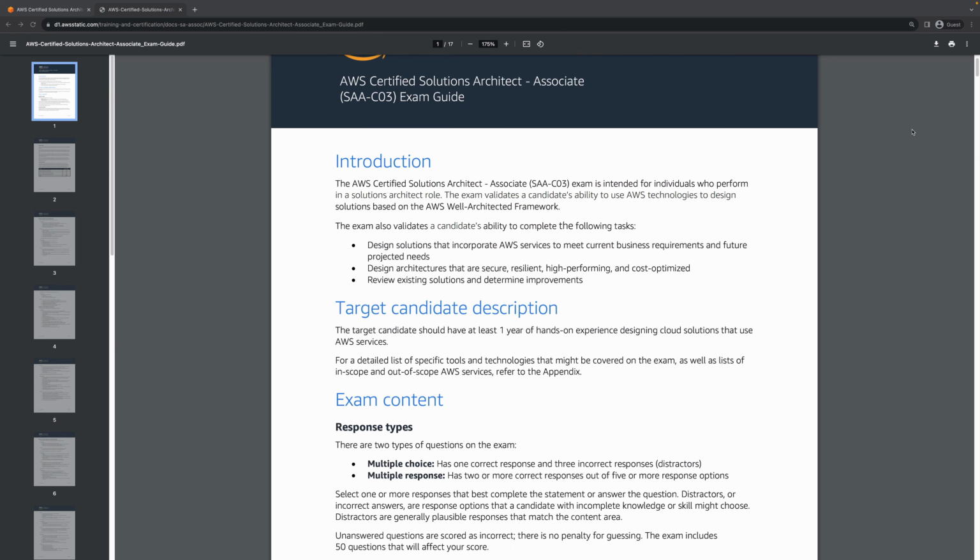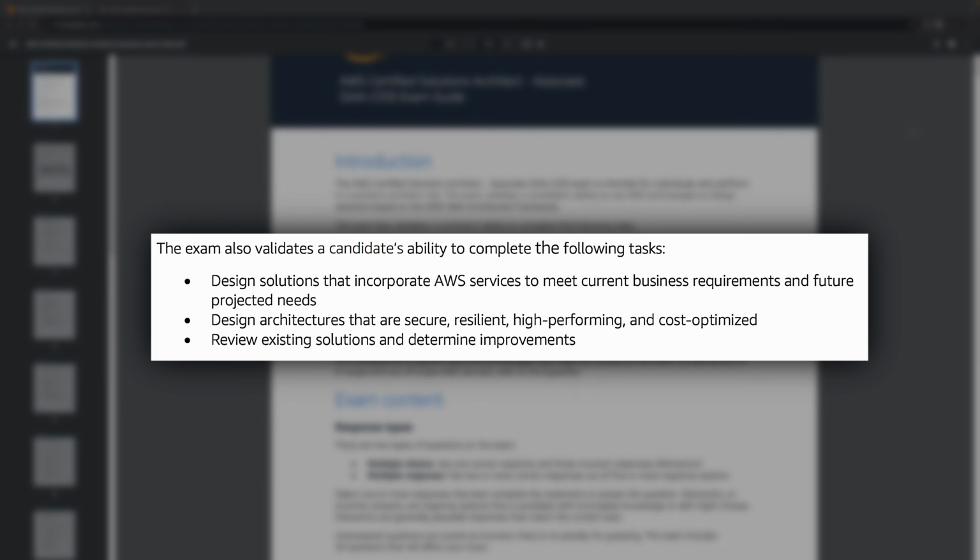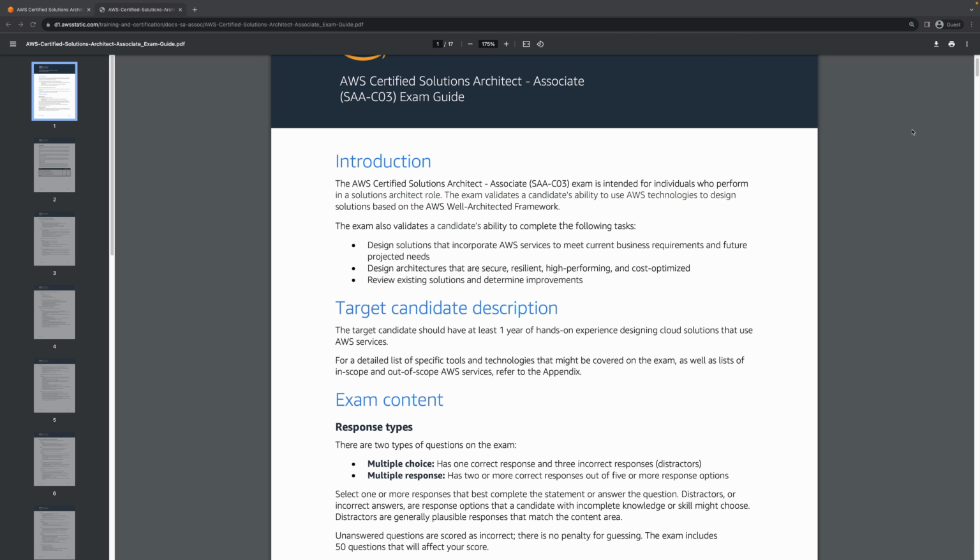And then it goes on to say here that the exam also validates a candidate's ability to complete the following tasks. We have design solutions that incorporate AWS services to meet current business requirements and future projected needs. Design architectures that are secure, resilient, high-performing, and cost-optimized. And review existing solutions and determine improvements.